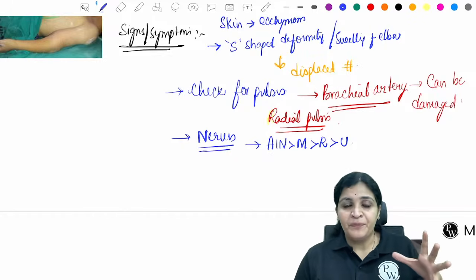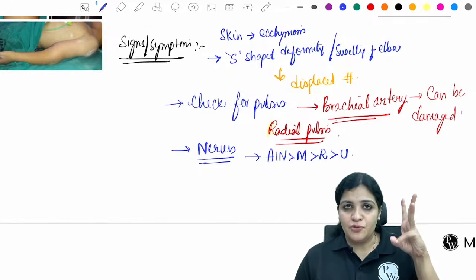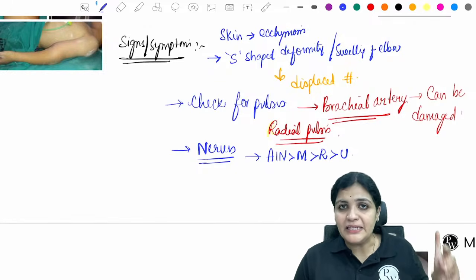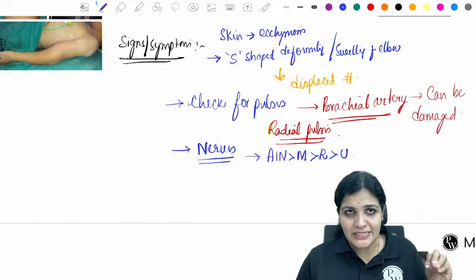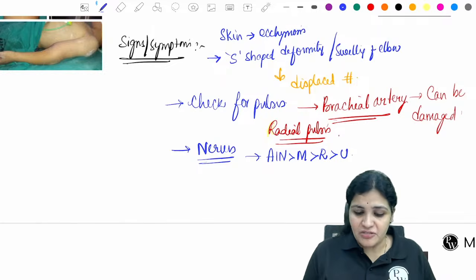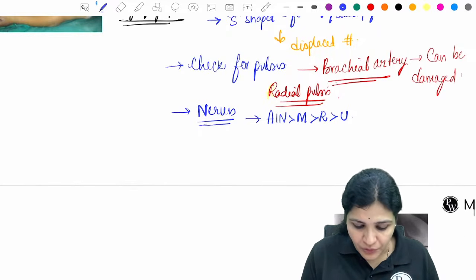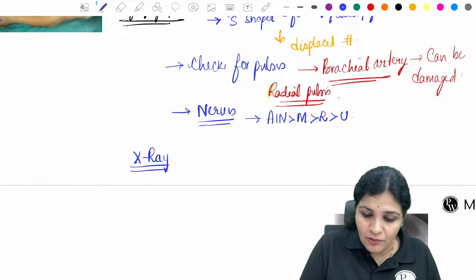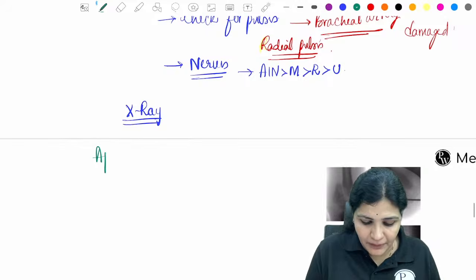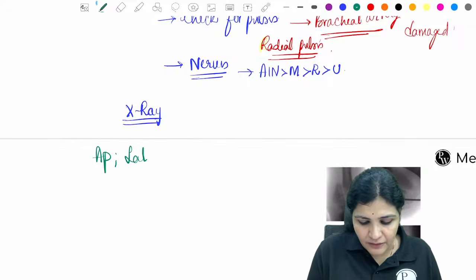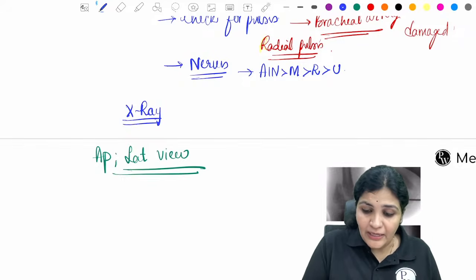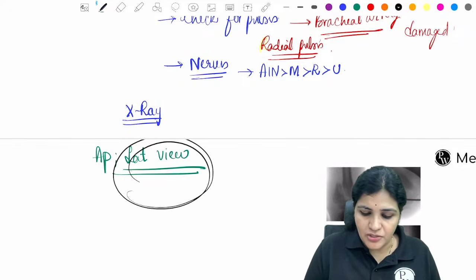So these are all the things which you have to do in the ER itself. First check the skin, then the deformity, then the pulses, and the neurological status. If everything is fine, then you will go for the X-ray, right? So X-ray, how are you going to take it? You will take an AP view and a lateral view. Which is more important here? The more important one is your lateral view.